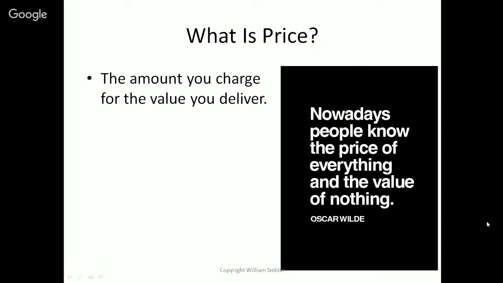So what is price? Price is simply the amount of money that you charge for the value that you deliver. And there's a wonderful quote here from Oscar Wilde about people knowing the price of everything and the value of nothing. But in reality, what that means is that we've done a poor job. If they don't understand the value of our offer and how it is superior to the competition, as business owners and marketers, we have done a poor job. So if that quote is true now for your business, you've got some work to do.